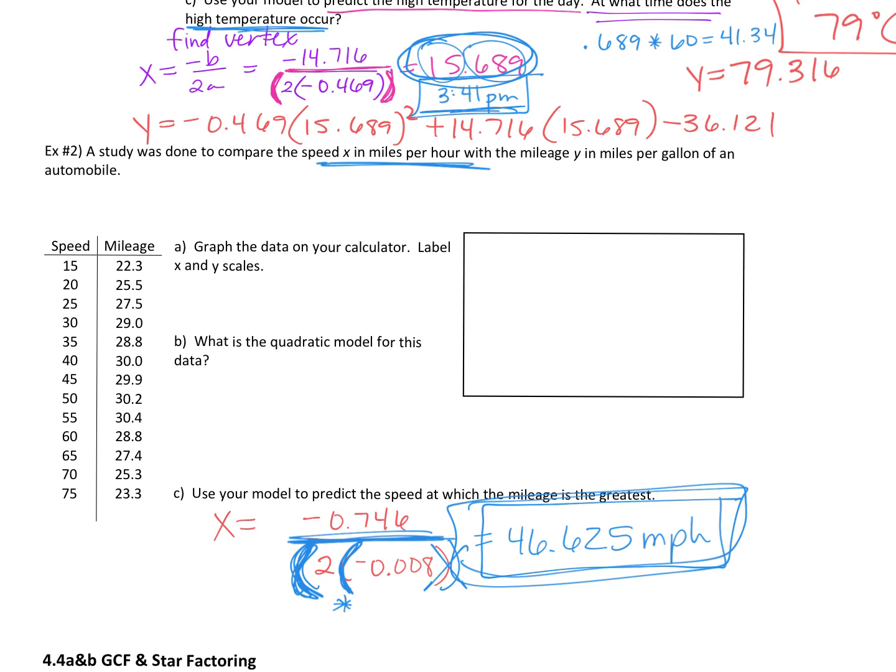Any questions? So if I wanted to know what your miles per gallon were at that speed, what would I do right now? Plug in that 46.625 into your original equation, and you would get your miles per gallon for that. That's it. Good? Okay.